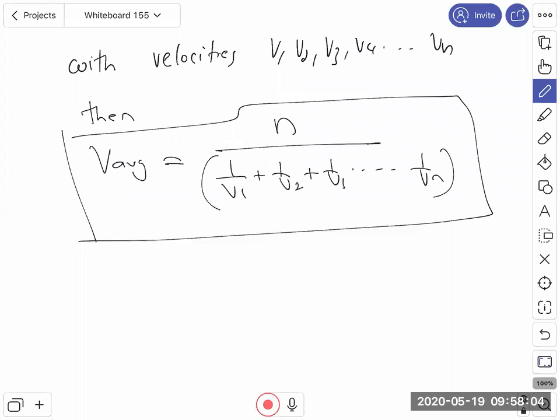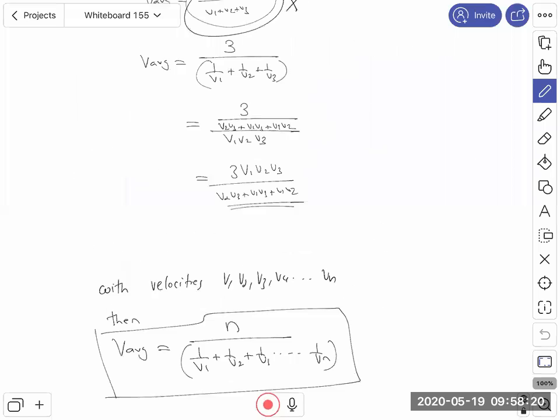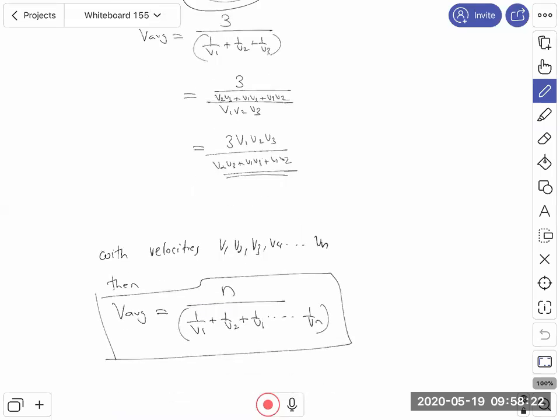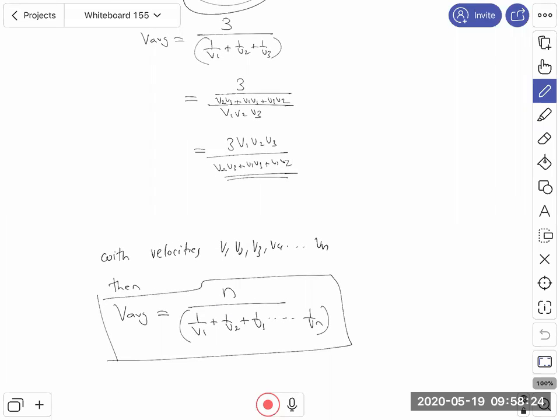If 2 velocities are given, then 2 divided by 1 by v1 plus 1 by v2; if 3 are given, then 3 divided by 1 by v1 plus 1 by v2 plus 1 by v3. If n terms are given like this, tell me. Can you scroll it upside, upper side? So if n number of velocities are given, you should use this particular equation if displacement is given same.